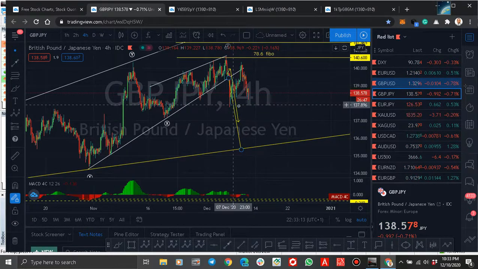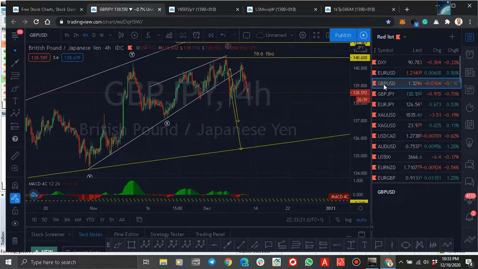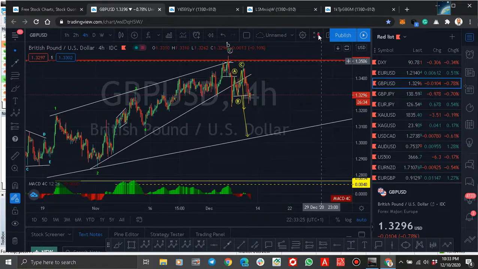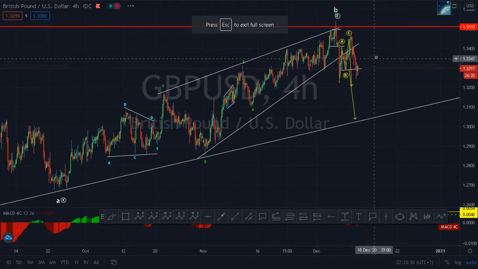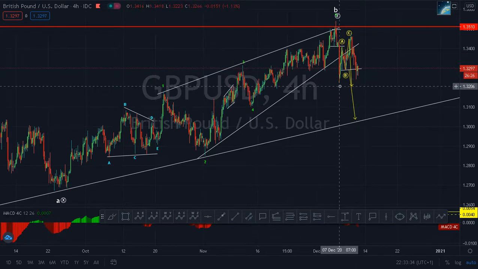All GBP pairs, you can only see confusion. I don't know. No clear focus, no direction. It's just moving randomly. Okay, the same thing is happening on GBP USD. It broke here. I said that.